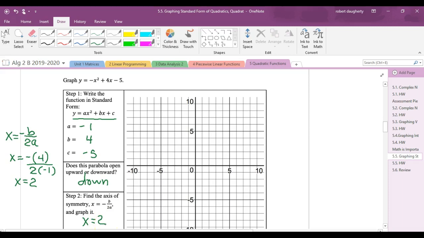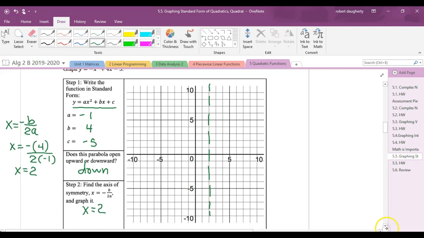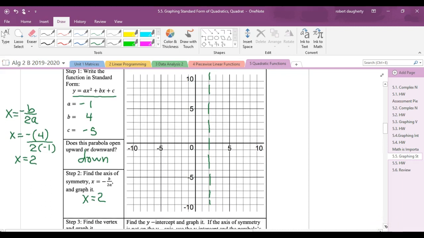So when you get something like this, go ahead and graph it, because that's going to inform what happens. So x equal 2, that is my axis of symmetry. And let me just rewrite this over here. It's y equal negative x squared plus 4x minus 5.